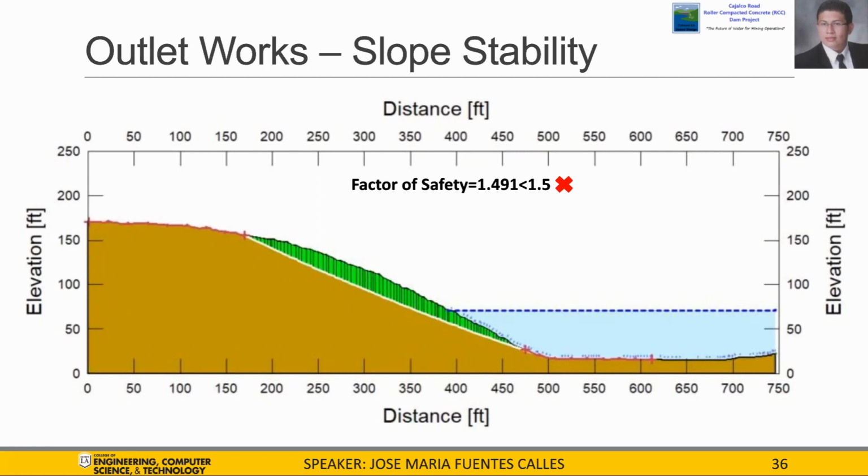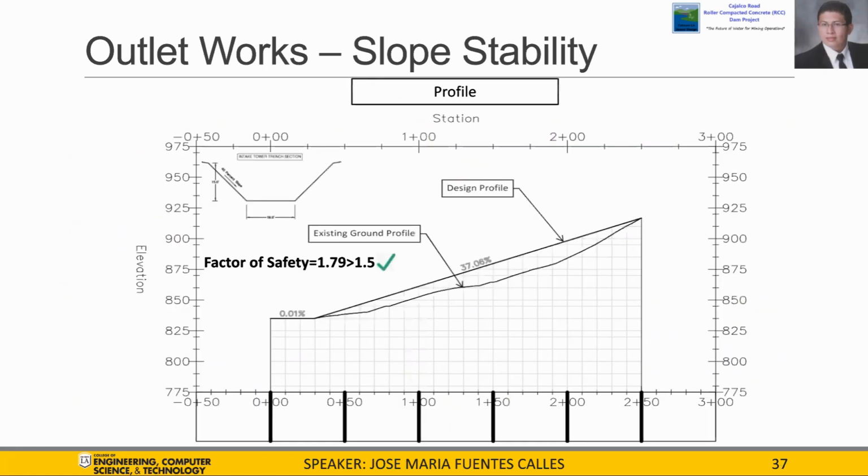The resulting factor of safety against slope stability failure is 1.4, as shown in the slide, which does not meet the requirements of a minimum factor of safety of 1.5 in accordance with the Federal Highway Administration. Under the same geological parameters, a slope with a 37% grade is proposed as shown in the profile. The resulting factor of safety is 1.7, which meets the requirements of a minimum factor of safety of 1.5 in accordance with the Federal Highway Administration.